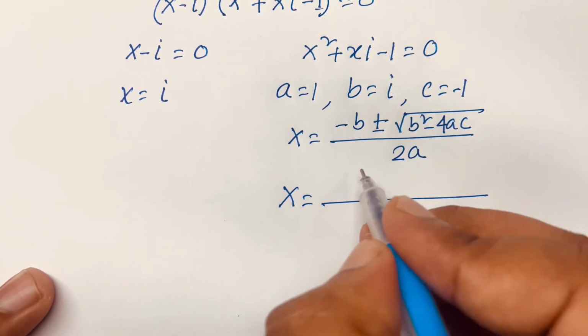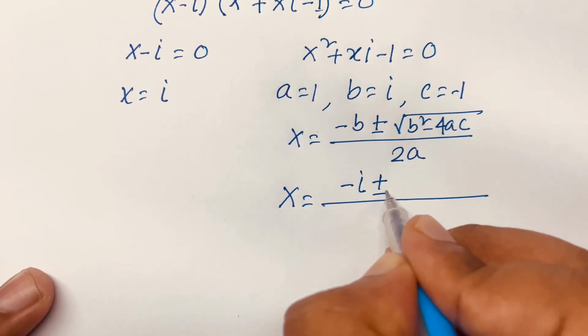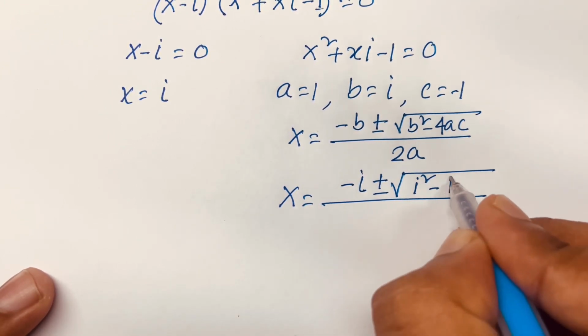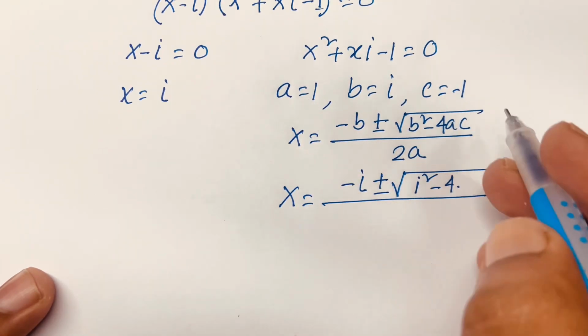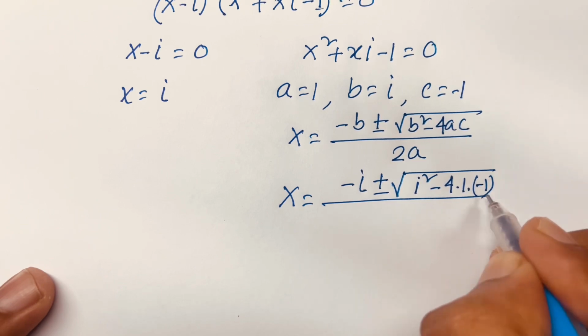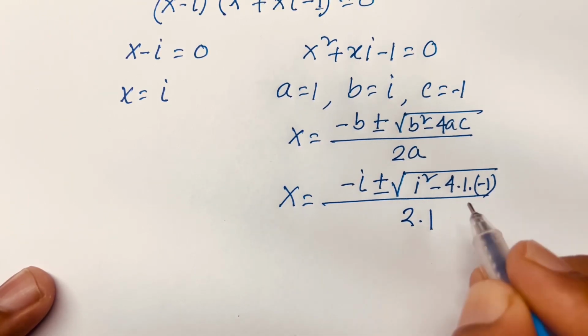Now if I put the values of a, b, c, I can say minus b will be minus i, plus or minus square root of b squared, so i squared, minus 4ac, a is 1, c is minus 1, so 1 times minus 1, over 2 times 1.